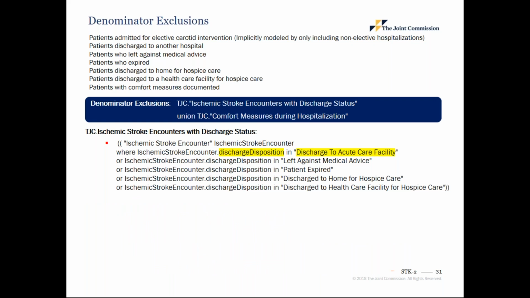Okay, looking at the first expression here, ischemic stroke encounters with discharge status. The logic's pretty straightforward here. It's looking for the ischemic encounter with a discharge disposition code of discharge to acute care facility or left against medical advice or patient expired. I'm not going to read the rest of the status, the dispositions here, but it follows that same pattern throughout the logic.